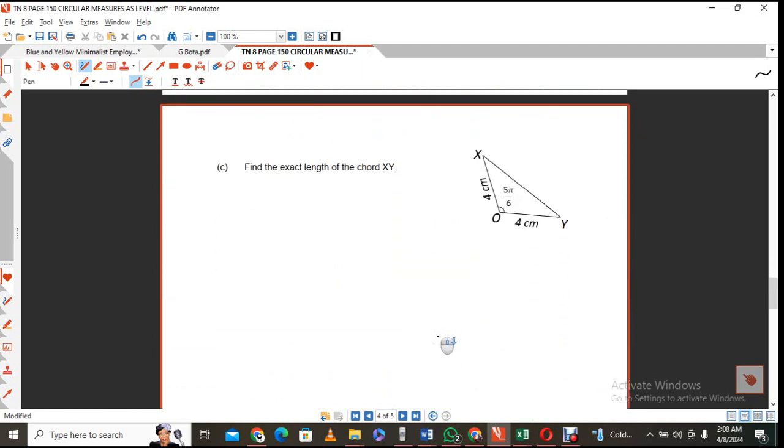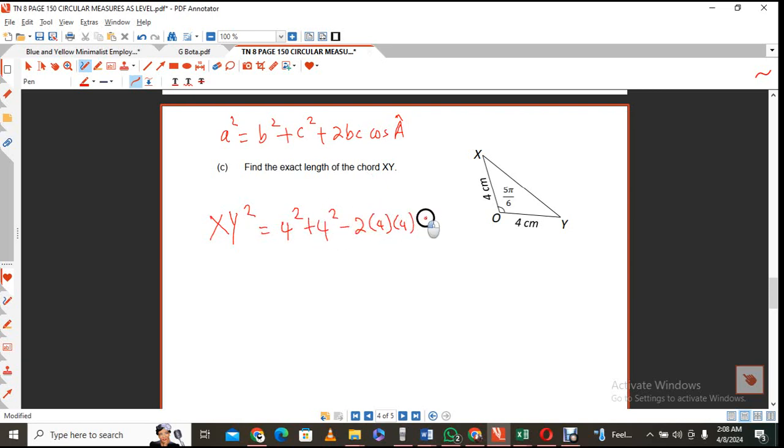Okay, right, let's get to part C. Now, part C, really important. They want us to find the length of the chord, so I only drew that. So here we're going to use, obviously, our cosine rule. So if you want to find a square, you say b square plus c square minus 2bc times the cosine of angle A. In this case, xy square equals 4 square plus 4 square minus 2 times 4 times 4 times the cosine of 5 pi over 6.